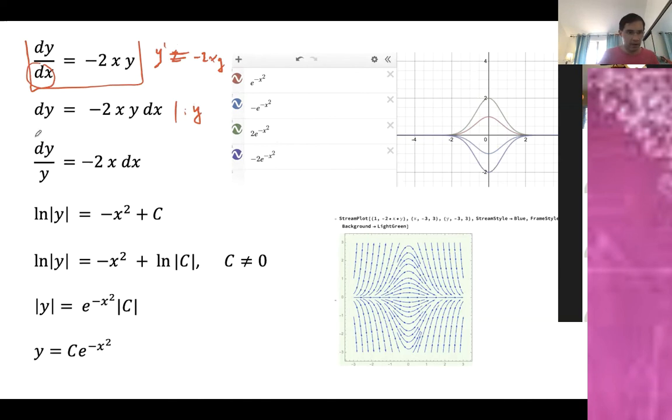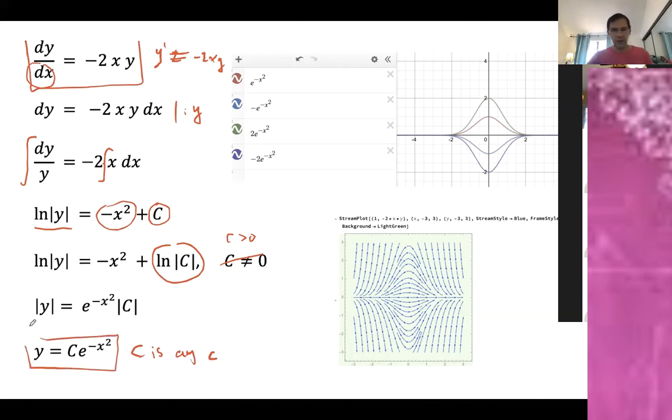So now let's integrate the left-hand side and the right-hand side. 2 is a constant, so I can pull this constant outside of integration. Integral of dy over y is the natural log of y, and this is negative 2 times x squared by 2, which is negative x squared, and then plus some constant c. And here's the trick. The constant c can be replaced by ln of c. I can assume that c is positive, that would be simpler, for the moment. And now if I take the exponential function of the left-hand side and right-hand side, I get absolute value of y equals e to the this times absolute value of c. And now when I skip absolute value, I can say that c is any constant. So this is the general solution of this differential equation.